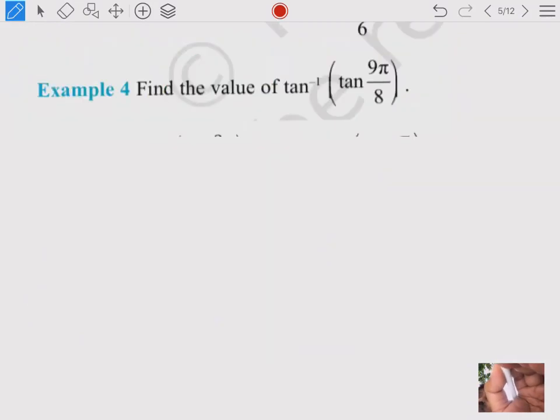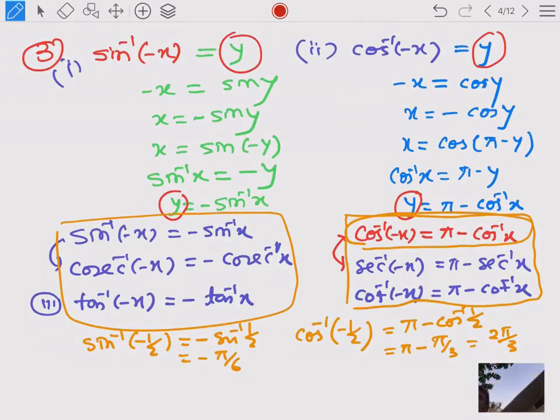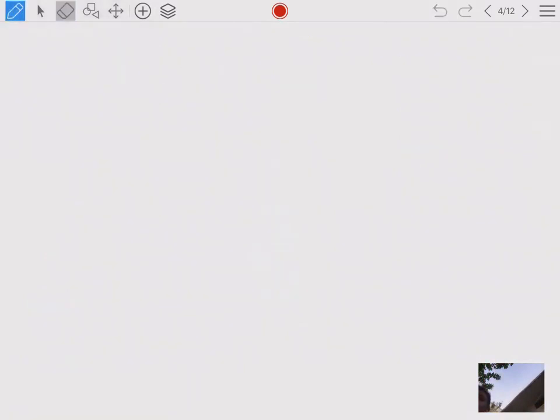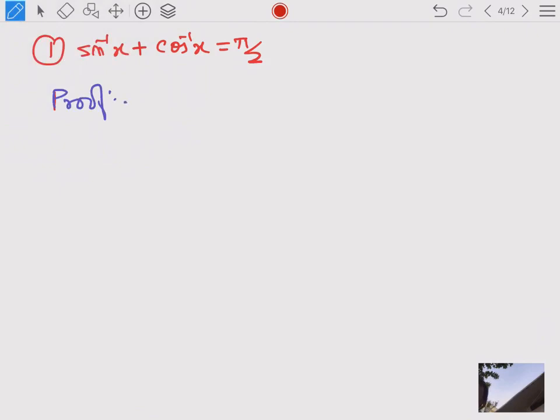So now students, this is the time to know some very important formulas. The first is again sine inverse of x plus cos inverse of x is equal to pi by 2. This is also a very important formula, and it is not very difficult, we already know about it. Now how will we prove it? There can be a question in the examination to prove it.